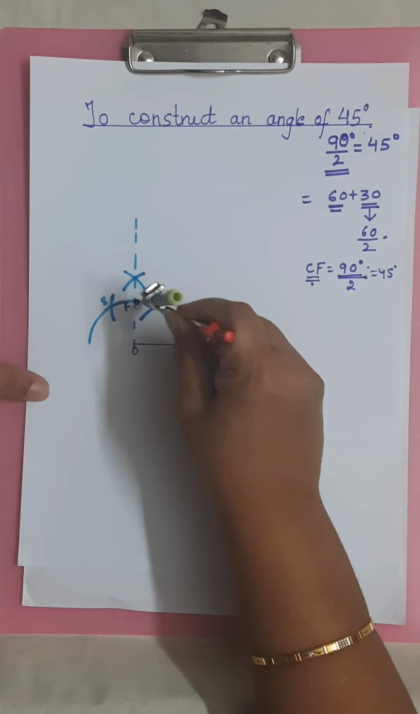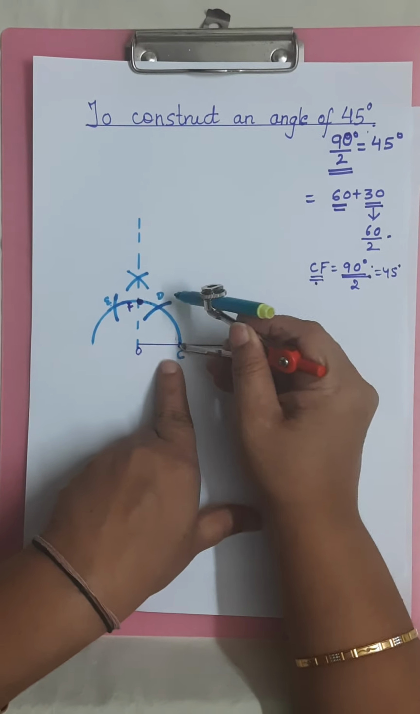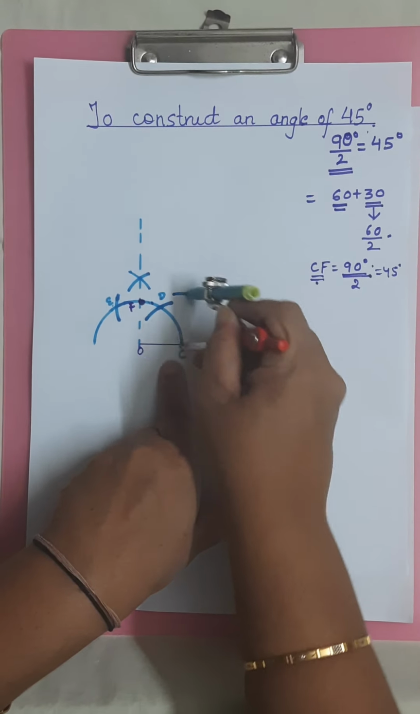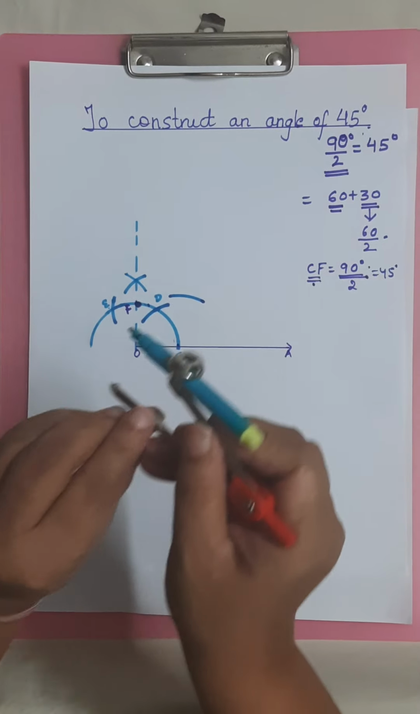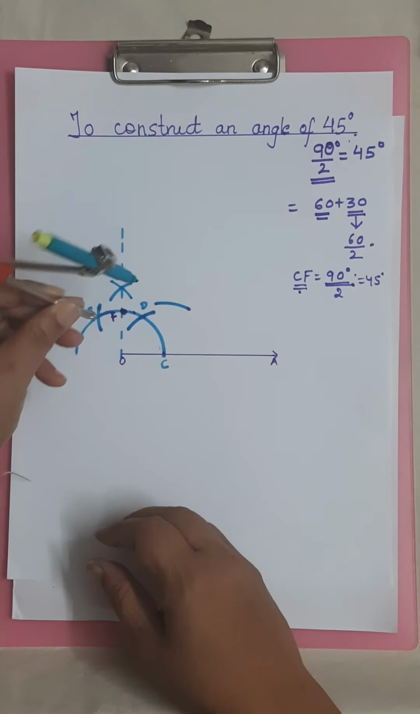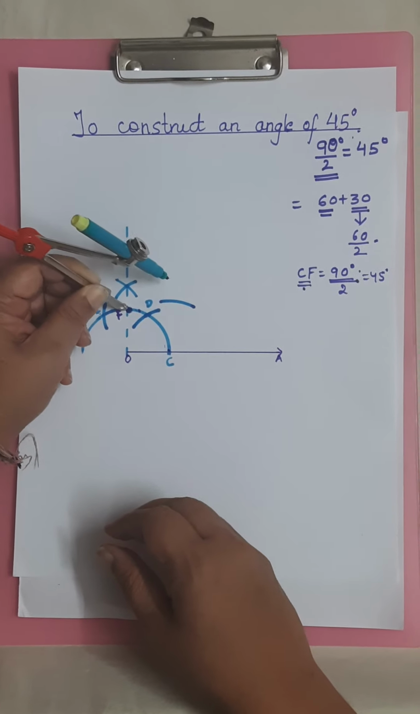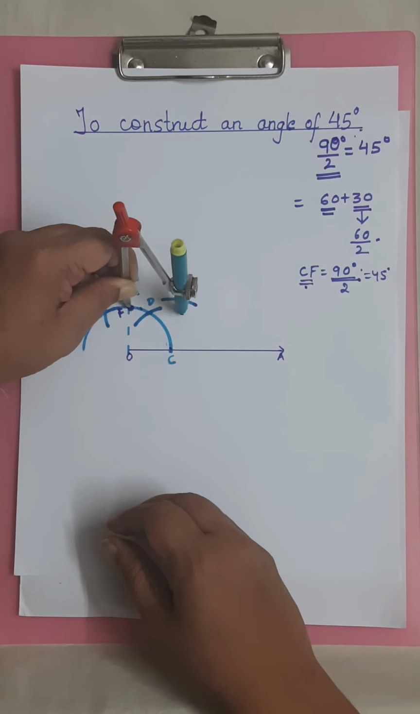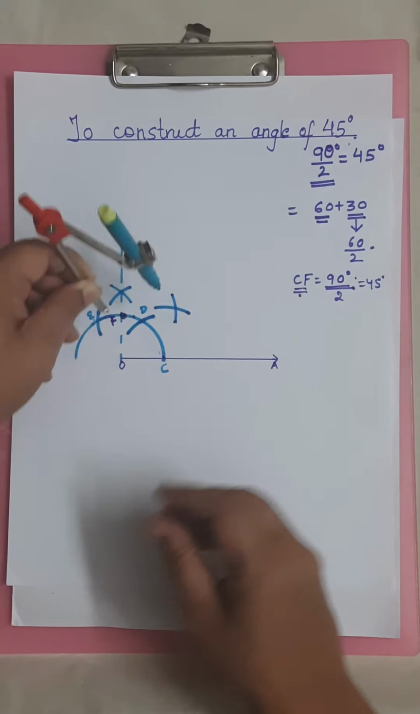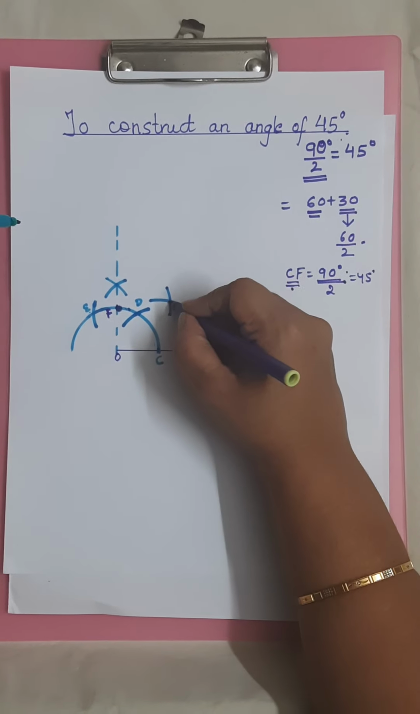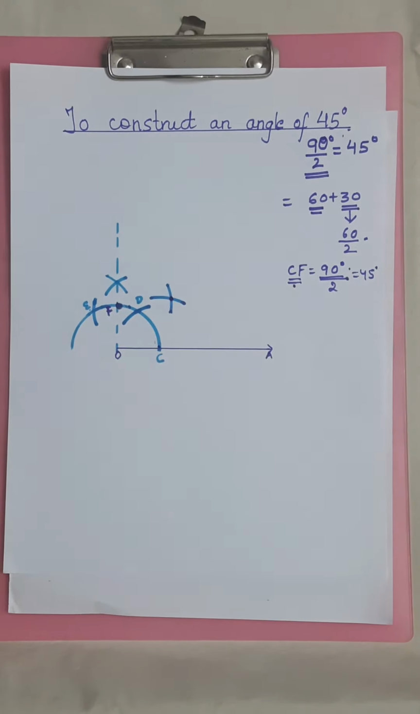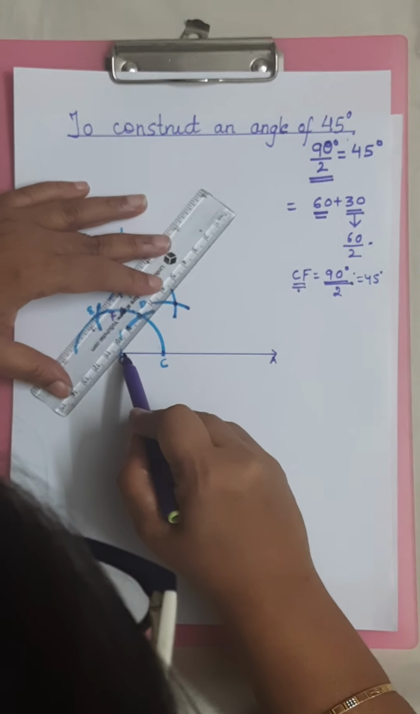I'll take little more than half and put my pointer at C. Cut an arc from C with the same radius. Do not move that. With the same radius from F. Be very careful. Cut another arc to meet the previous arc. This is the point of intersection which I will join with vertex O.